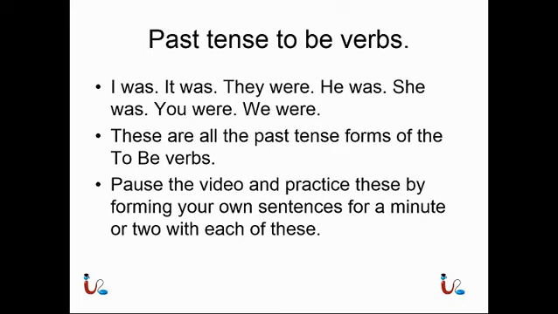Past tense of to be verbs. This is exactly the same as last time, except for the conjugation and that it's happening in the past. When be is being used and the subject is I, you use was. When the subject is it, you use was. When the subject is they or you or we, you use were. And when the subject is he or she, you use was. These are all the past tense forms of to be verbs. Pause the video and practice these by forming your own sentences for a minute or two with each of these. Practice each one and form a sentence with each one.